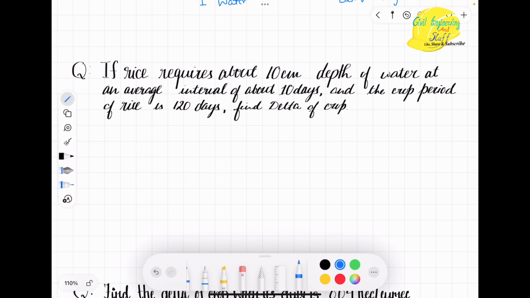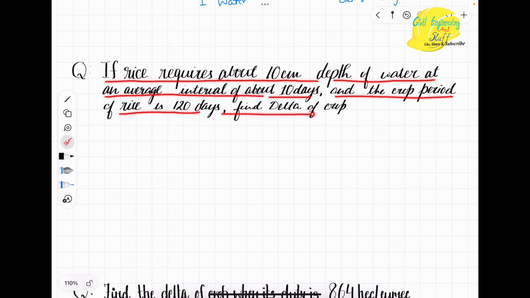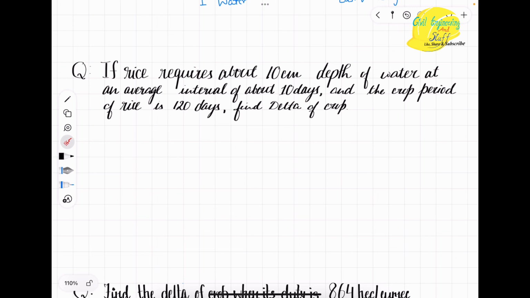The first question that we have is: if rice requires about 10 centimeter depth of water at an average interval of about 10 days and the crop period of rice is 120 days, find the delta of the crop. Okay, this is the question. First thing is that you should know what the crop period is. Crop period is the time period between the sowing and harvesting of the crop.